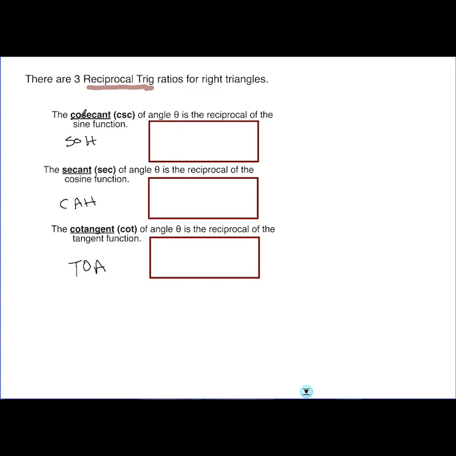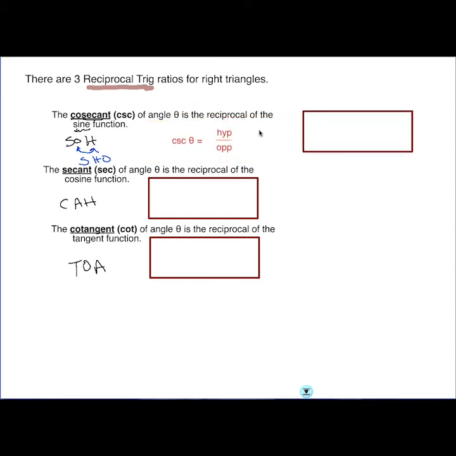So this one is called cosecant, abbreviated CSC. The one thing I think about is it's the reciprocal of sine, which means sine is opposite over hypotenuse. So I invert O and H. I switch the order here. So this is SHO for this one. So it's hypotenuse over opposite.